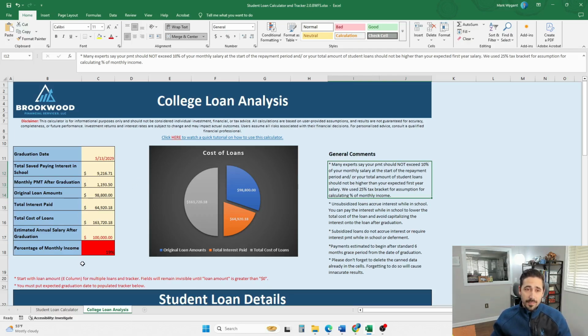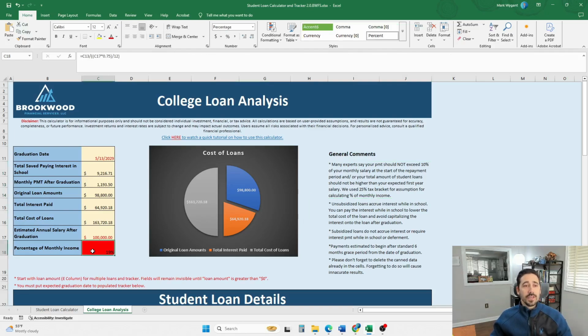You can see in this example, which as we go through this you'll notice is a very normal example, this person has a percentage of their monthly income going to student loans of 19%. That makes it incredibly hard to buy a house, to settle down and start a family, to finance a car, and to have some of those more enjoyable things in life, like annual vacations and things like that. So just something to pay attention to.